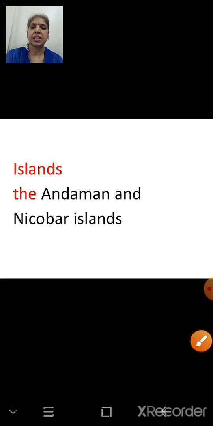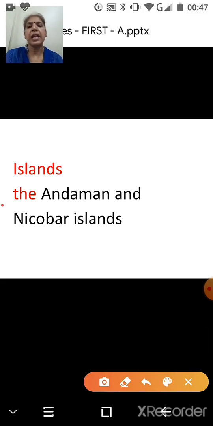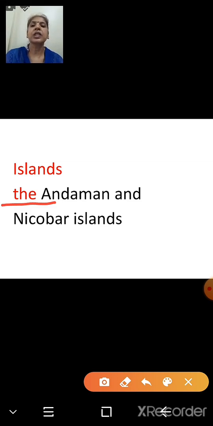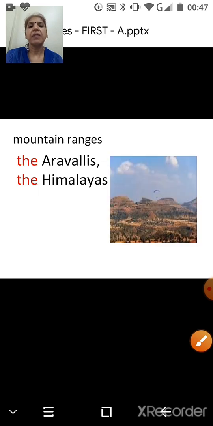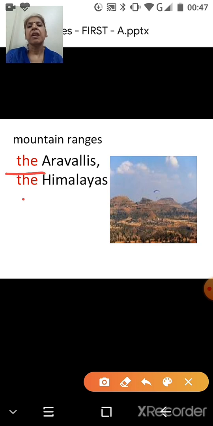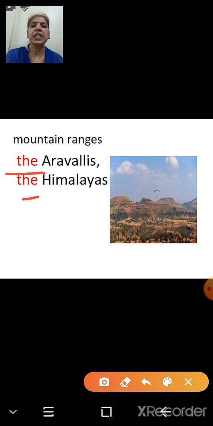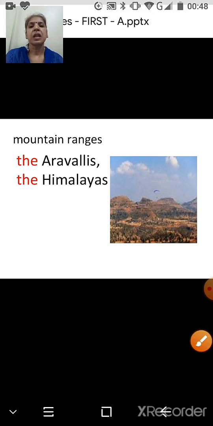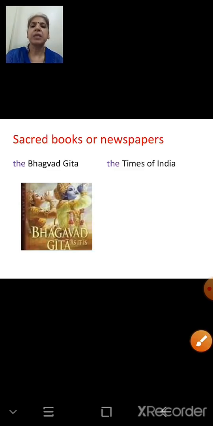Even for islands, the Andaman and Nicobar Islands. So we use the article the: the Lakshadweep, the Andaman and Nicobar Islands. So with the names of islands we use the. And even for mountain ranges, the Aravalis, the Himalayas. If we are using the name of mountain ranges, we use the article the: the Himalayas, the Satpuras, the Aravalis.